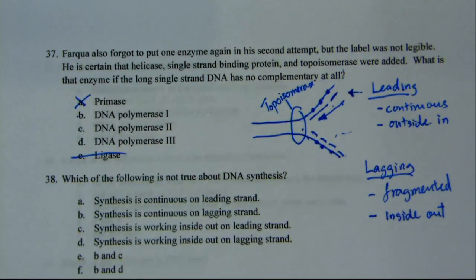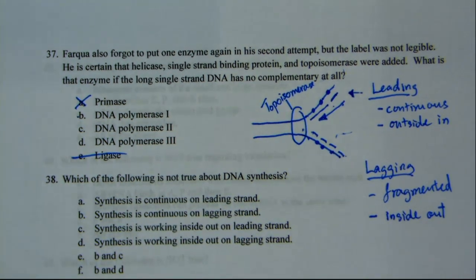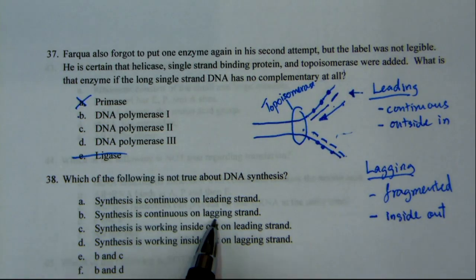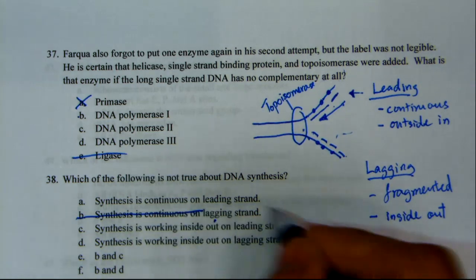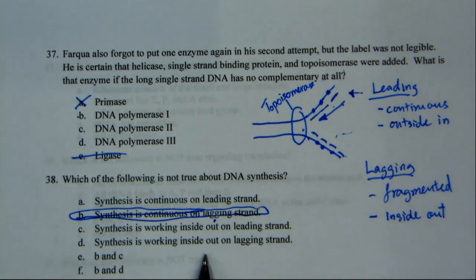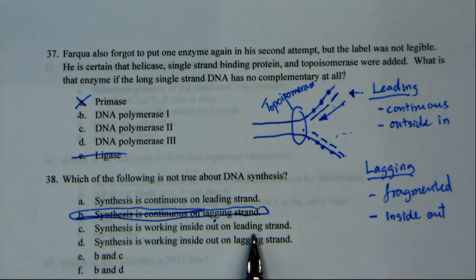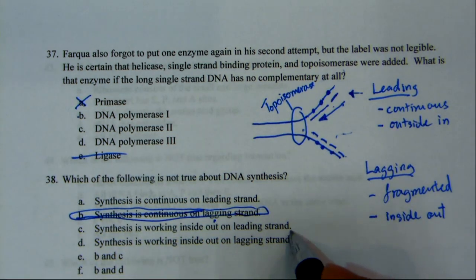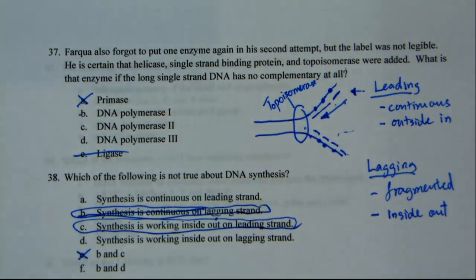So if you look at this, the statement that synthesis is continuous on the lagging strand is not true. So I guess we have to circle that one. Not true. And the leading strand is inside out. That is also not true. So the answer to this is B and C, right?